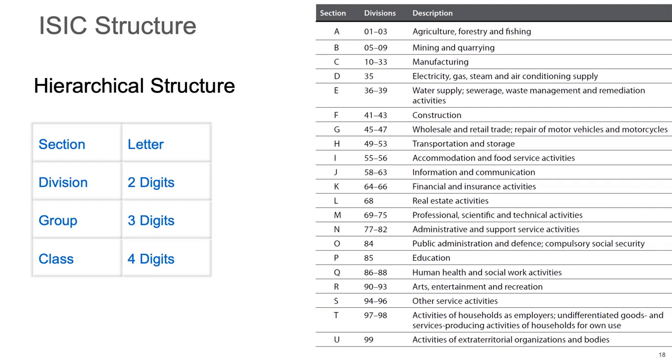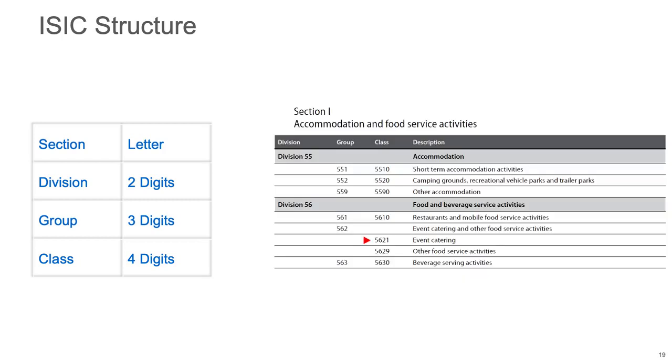Born the ISIC structure. ISIC is a hierarchical structure consisting of section. The section is represented by a letter, such as Section A, Agriculture, Forestry and Fishing, Section C, Manufacturing, Section F, Construction, Section I, Accommodation and Food Service Activities. The level below is a division. The division is represented by 2 digits, such as Division 55, Accommodation, and Division 56, Food Service.